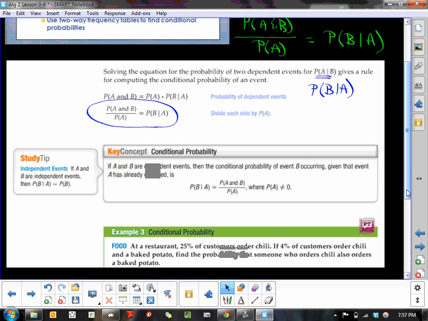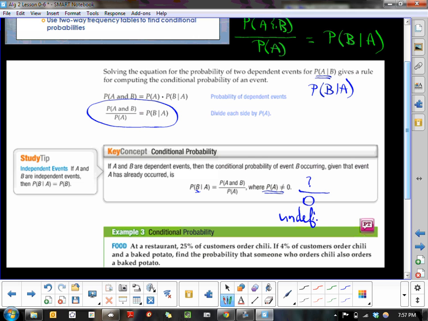So in our key concept box, we're going to look at how to calculate conditional probability. It's nothing more than our dependent probability equation rearranged. If we want to find the probability that B occurs, if we know A has already occurred, then we'll run this calculation: the probability of A and B occurring divided by the probability of A. We cannot allow the probability of A to equal 0. If we allow A to equal 0, the denominator would be 0 no matter what the numerator is. Division by 0 is undefined, and that's problematic for us, so that can't be an option.